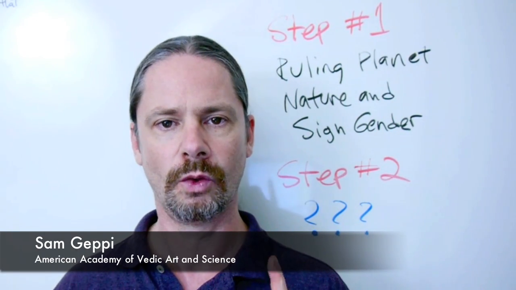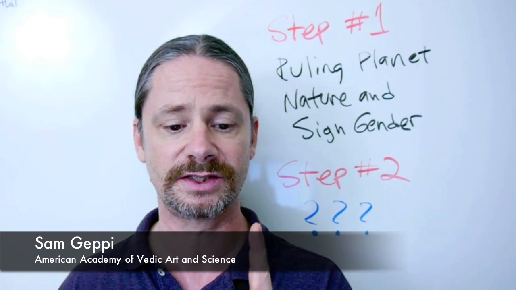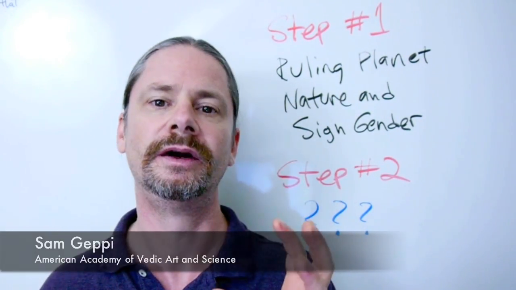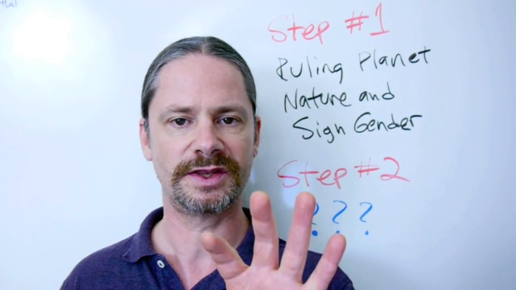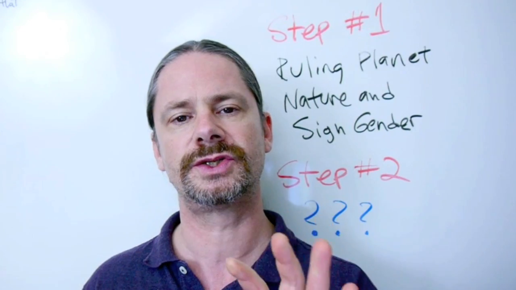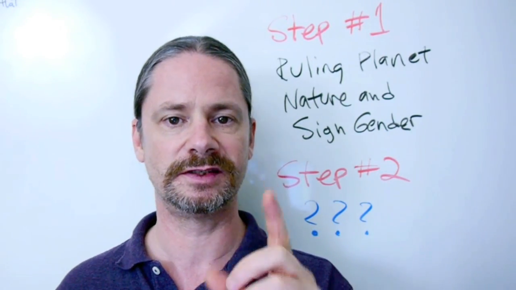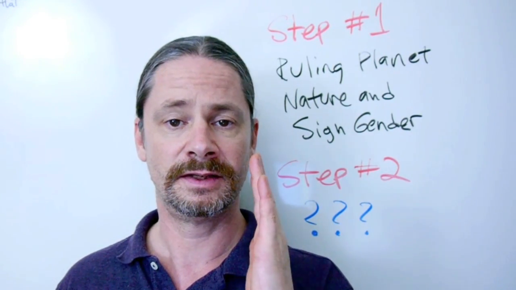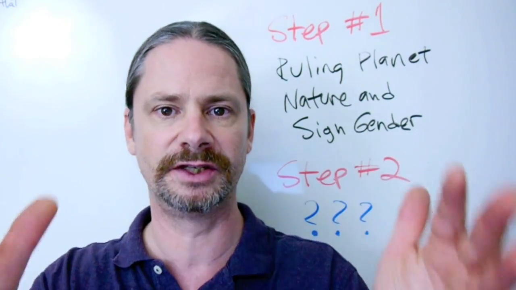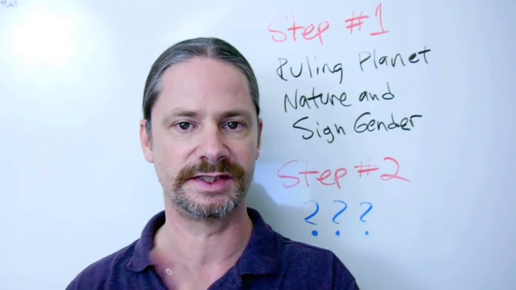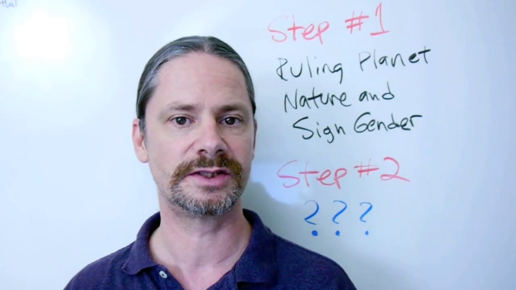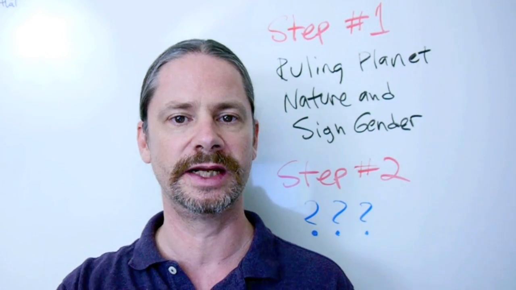The first thing that you want to really understand is the ruling planet's nature, and also the sign gender. So you want to understand that each one of the signs is an expression of the planet, and you want to know that, for instance, Aries is the nature of Mars in the masculine way. So it's masculine Mars. The masculine nature of Mars is Aries. The feminine quality of Venus is Taurus. The masculine nature of Mercury is Gemini.